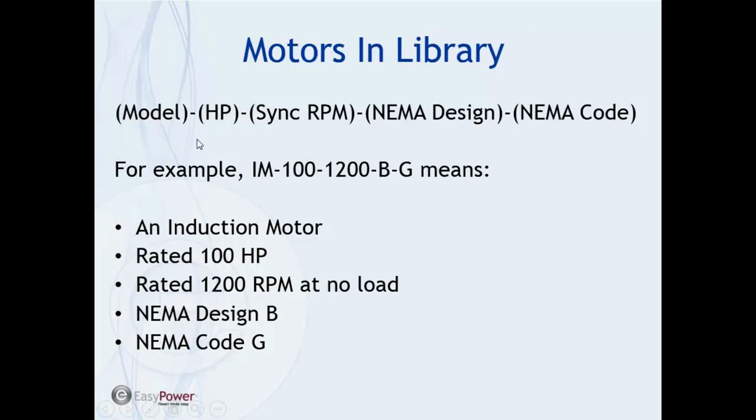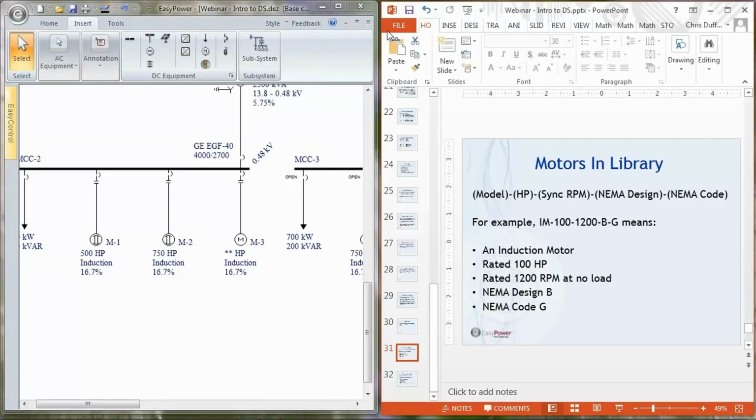Okay. So the way it's ID'd is model, induction motor or synchronous motor, IM or SM, the horsepower, 100, etc., synchronous RPM of the motor, the NEMA design code B, and the NEMA code G, for instance. So you can see how that's interpreted down here for motors in the library. This information is in the Dynamic Stability Reference Manual.